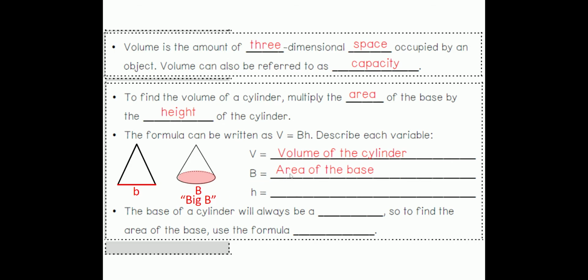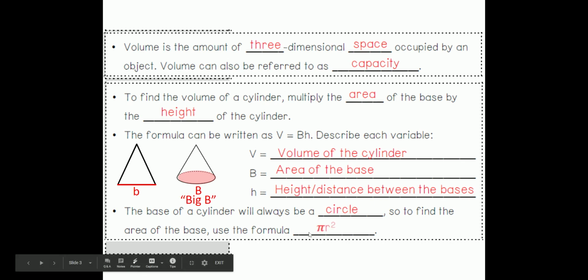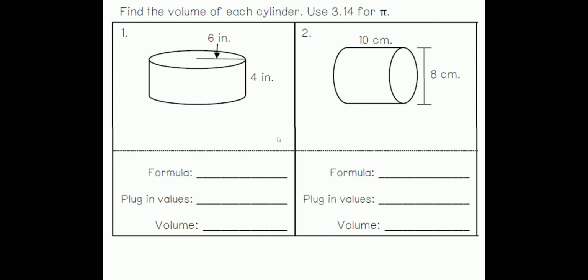So big B is the area of the base times H, which is the height or the distance between the bases. So the base of a cylinder will always be a circle. So to find the area of the base, use the formula pi r squared. So we're going to combine our area of a circle formula with our volume formula. You'll see it in the next slide.